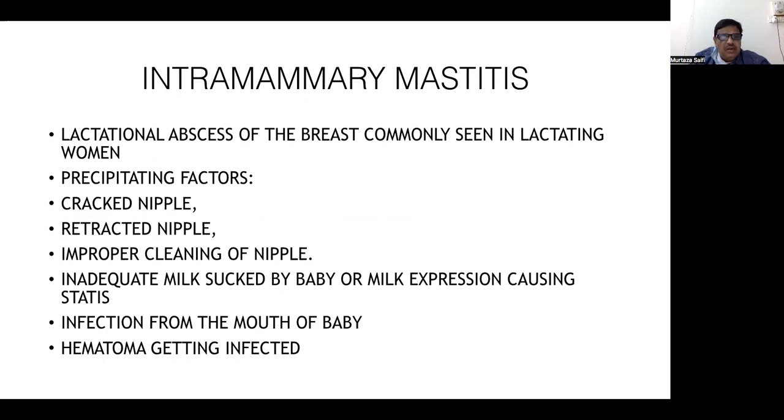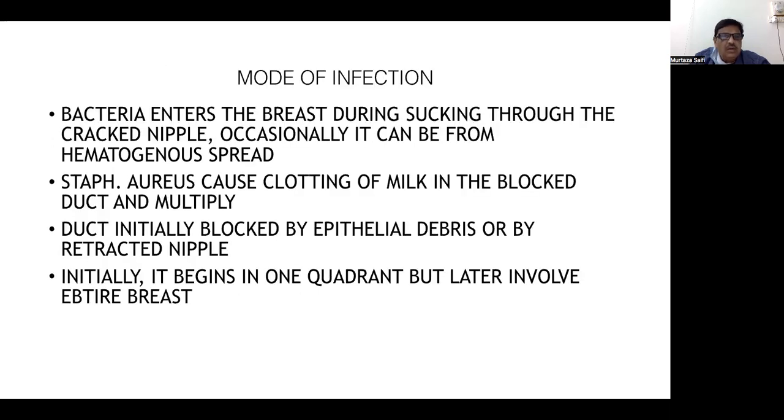Predisposing factors are cracked nipples, retracted nipple, improper cleaning of the nipple, inadequate milk sucked by the baby or milk expression causing stasis, infection from the mouth of the baby, and infected hematoma. Mode of infection: bacteria enter the breast during sucking through the cracked nipple. Occasionally, it can be from hematogenous spread.